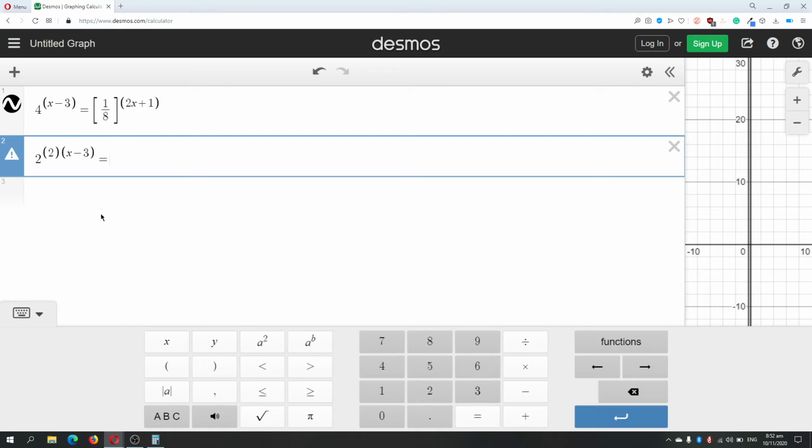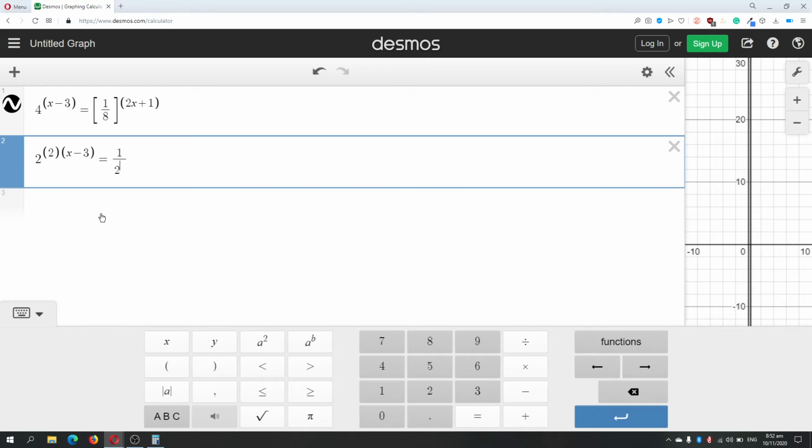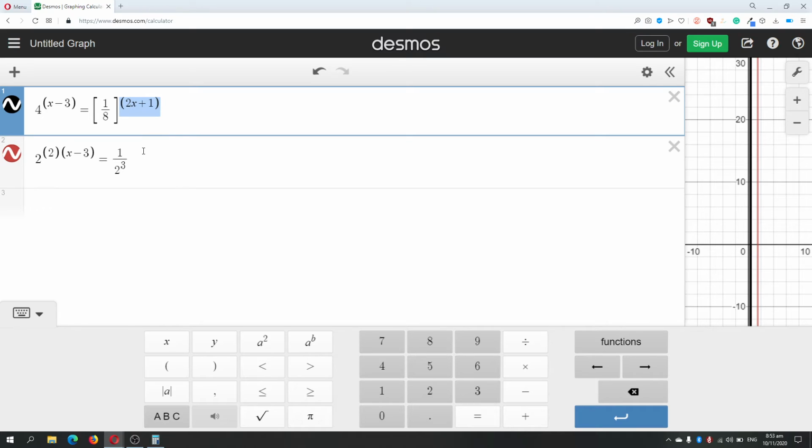Yung 1 over 8 naman, para mag-reverse yung ating fraction, kailangan gamitan natin ng negative value. Ang 1 over 8 can be expressed as 2 raised to negative 3. Bakit? Kasi yung 2 raised to 3 ay equivalent to 8, 2 times 2 times 2. Again, hahanapin mo lang kung anong number or any base form na pwede both left and yung right side. Tapos, meron kang 2x plus 1.